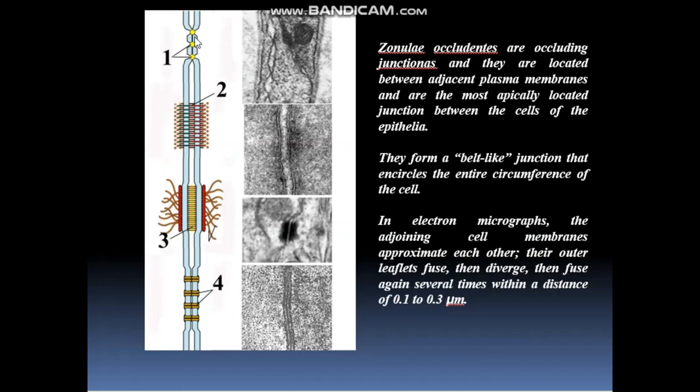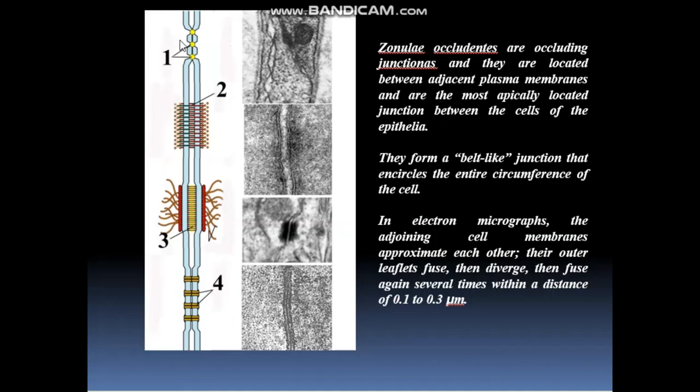Here, the transmembrane proteins in the membranes of both cells contact each other in a calcium-dependent manner, and they obliterate that space. There are three types of transmembrane proteins present in tight junctions. They are claudins, the most important of the components. Then we have occludins and junctional adhesion molecules.